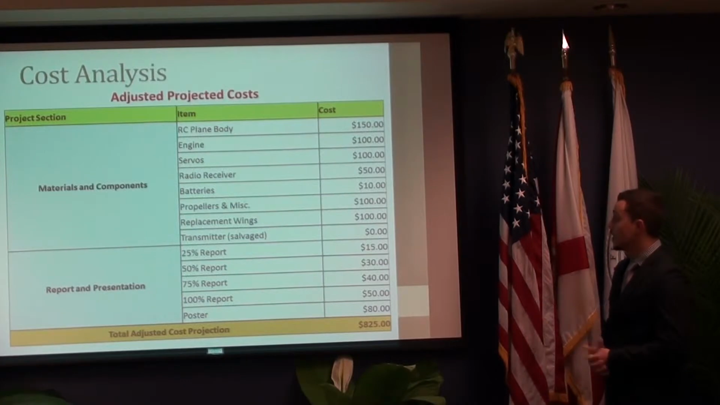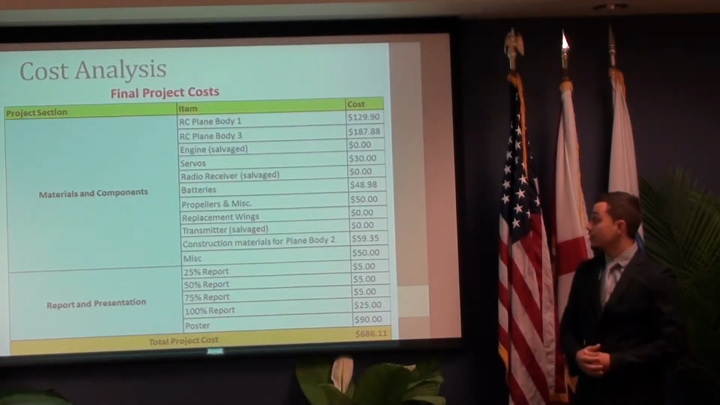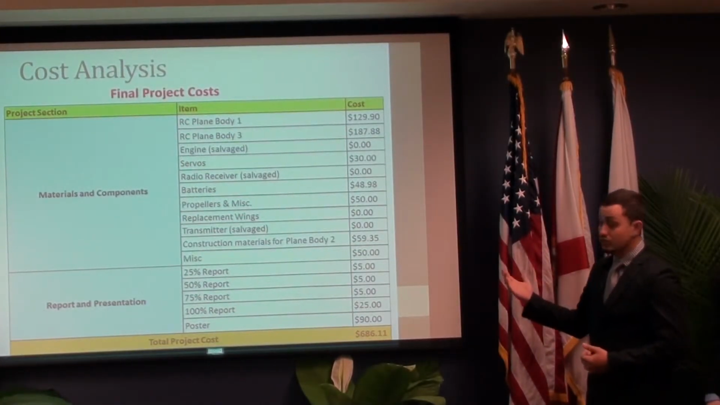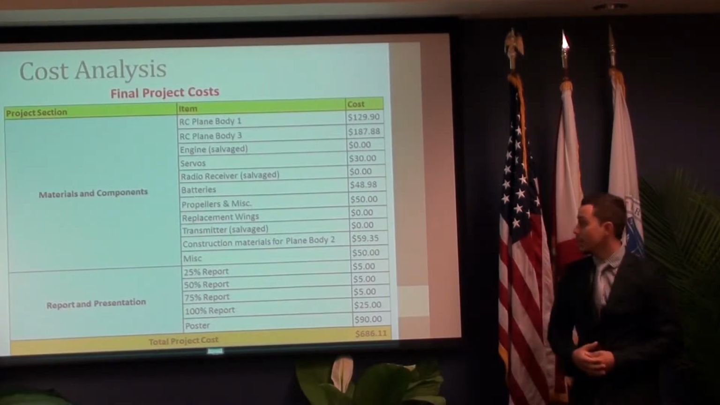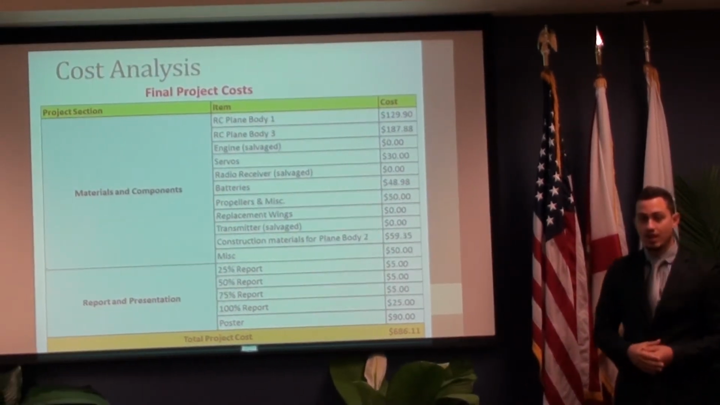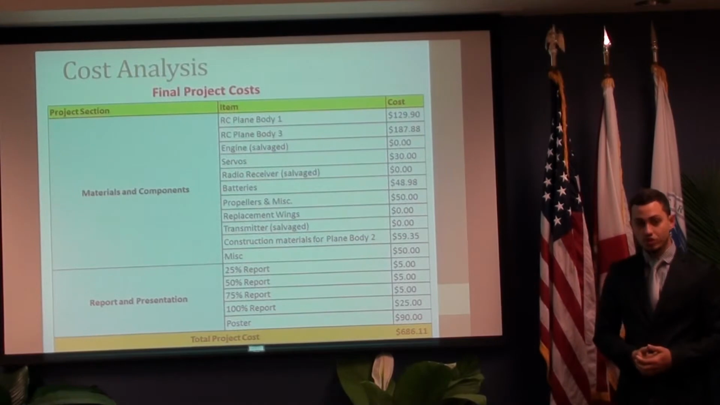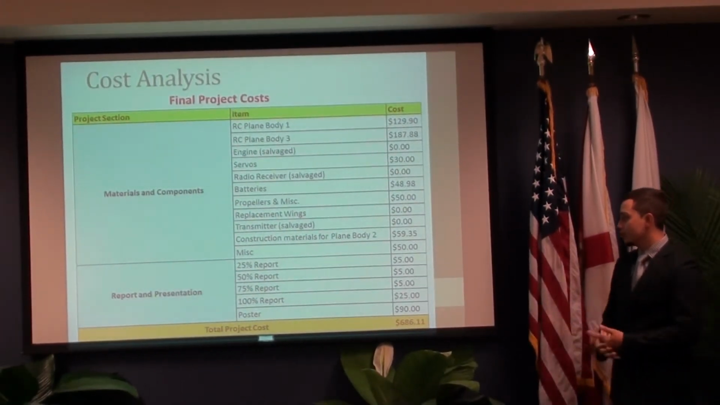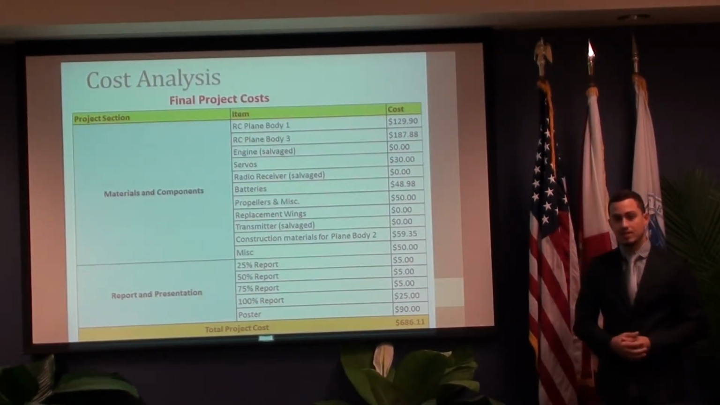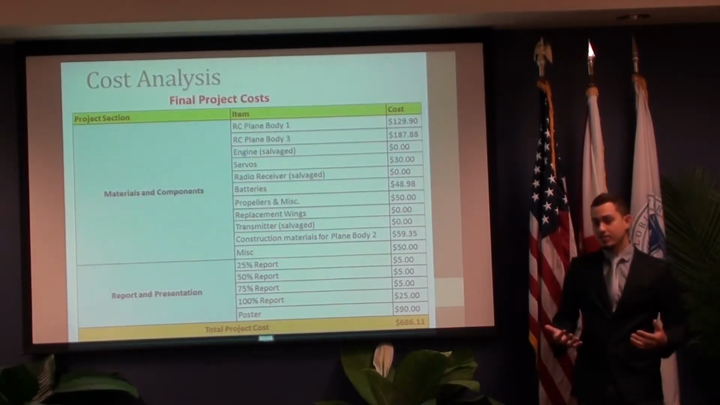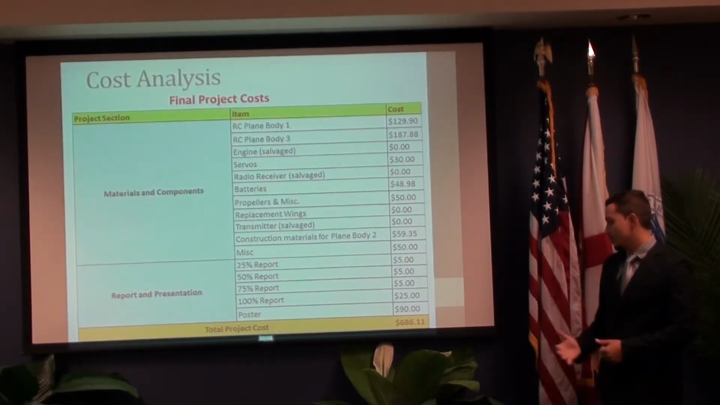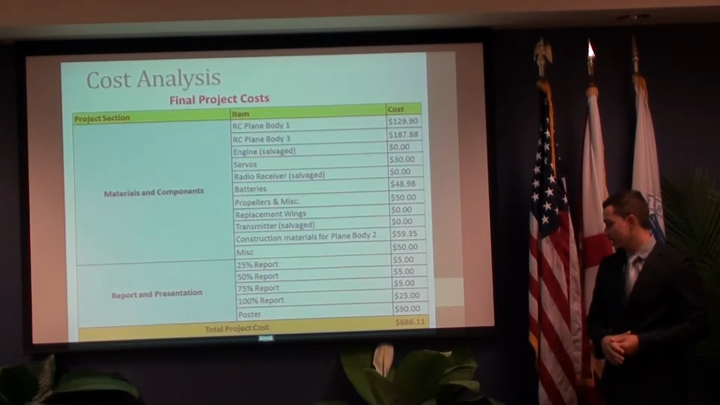As you can see here, once we were able to finish the project, we were able, as Josh said, to salvage the engine and several other components from previous planes that were used. That included an engine, radio receiver, transmitter, and several miscellaneous parts. That saved us tons of money, as you can see. We were actually under the 800 and change budget that we had originally.